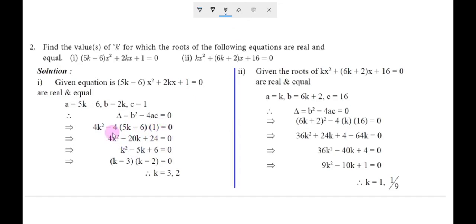Now 4k square. Okay, now apply the minus 4 inside. First minus 4 into 5, 20k, minus 20k. Next minus into minus plus, 4 into 6, 24, equal to 0. So 4k square minus 20k plus 24 equal to 0. Understood? Now here every coefficient is a multiple of 4. Am I right? So I divide here by 4. Understood?